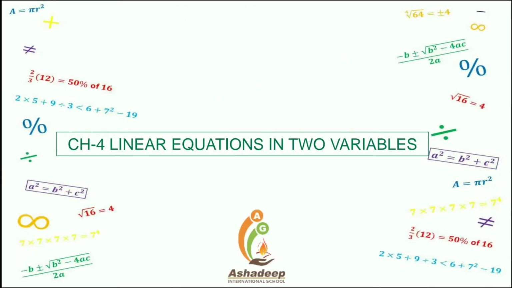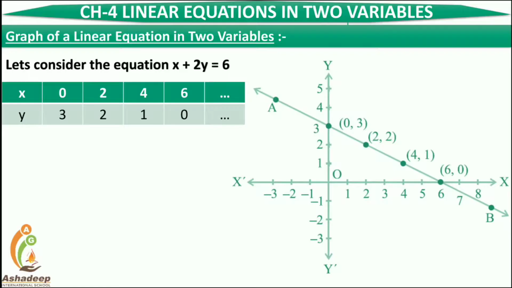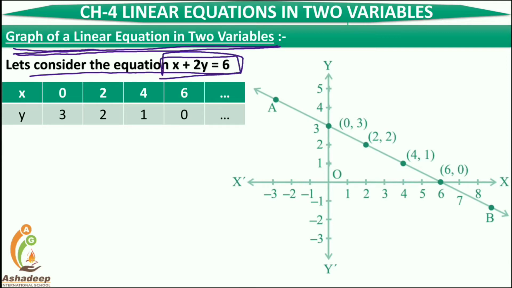Linear equation in two variables. Session 2. Let's start. So we start with the graph of a linear equation in two variables. Let us consider this equation. We need to draw the graph of this equation, and that is x plus 2y is equal to 6.